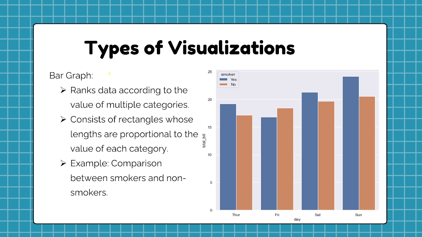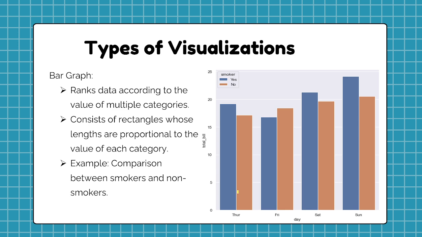Okay, next one is the bar graph. This is quite similar to the histogram, except that in the histogram we can't compare between certain groups, right? For the bar graph, we can have a bar graph for a single variable instead, okay? But we can also have a bar graph that compares between certain groups, okay? So if we look at the figure on the right side here, we have a bar graph that compares basically based on the days and the total bill, right?